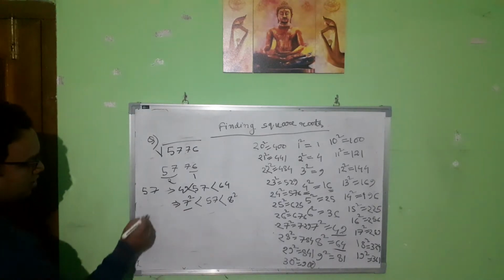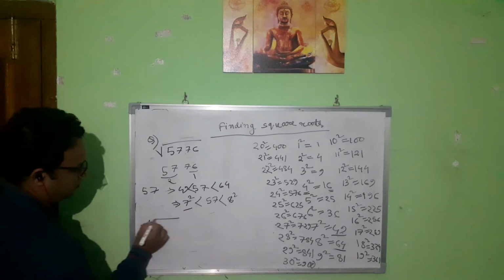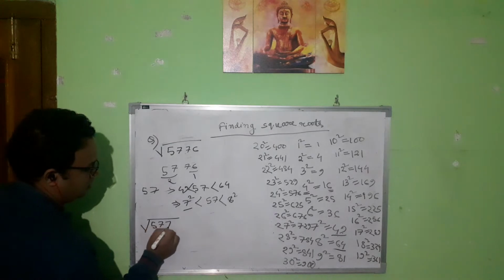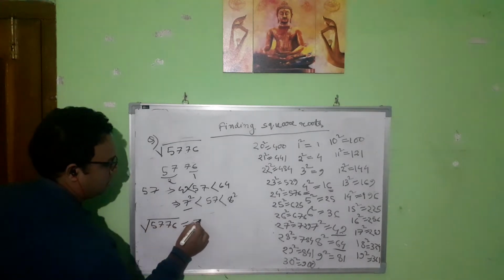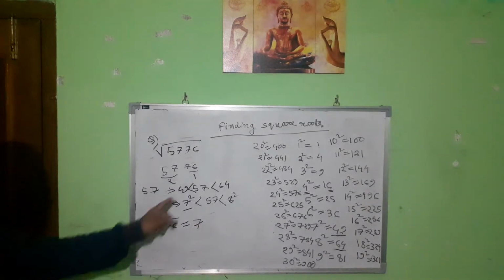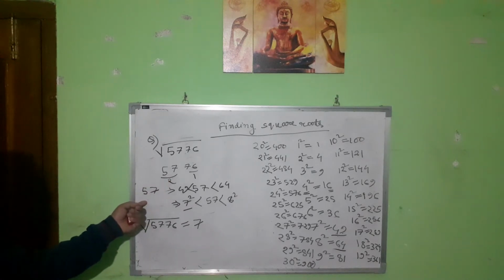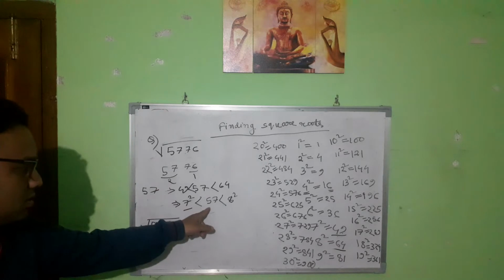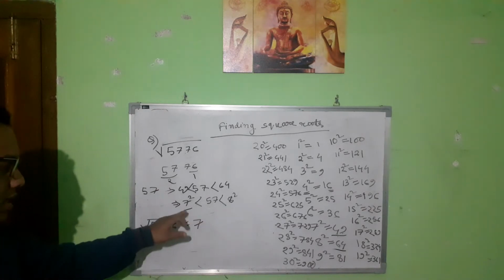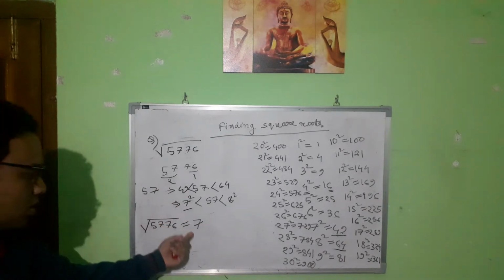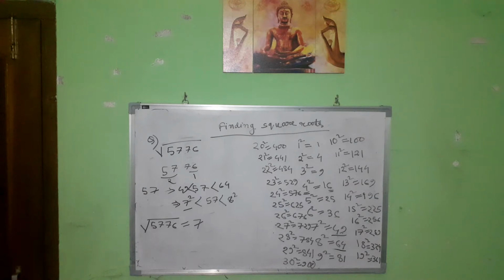From this, I will get one digit, that is 7. 7 will come to the answer. Why? Because this 57, which I get from the second group, is greater than 7 square. So the smaller number will come to the answer.